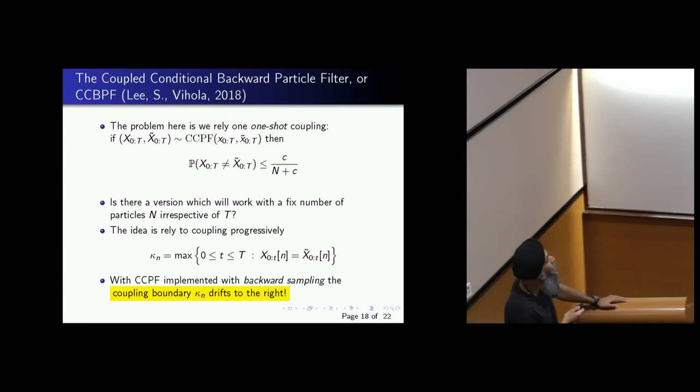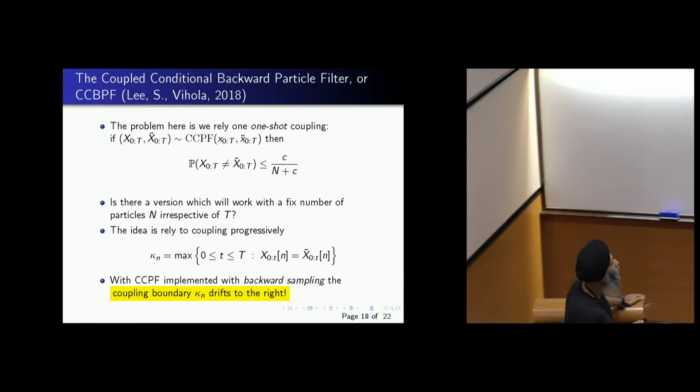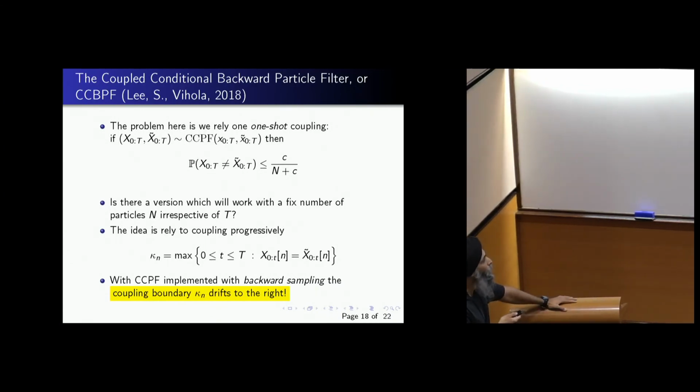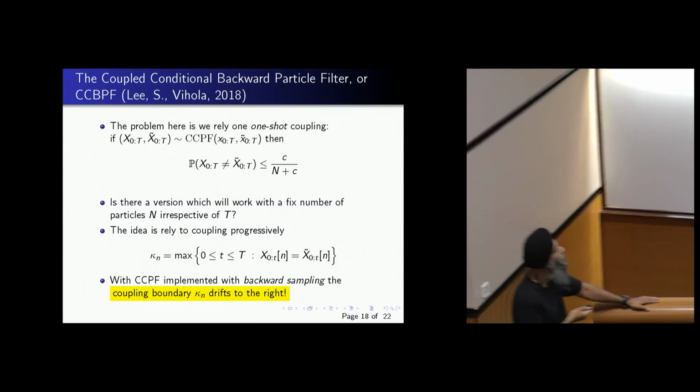So we are trying to couple 2 trajectories of the time series of length capital T. So why not keep track of how much of them have coupled? So we scan the 2 trajectories from time 0 to little t, and we increase little t from time 0 to capital T. Okay, and we check how much of that has coupled. Okay, and that we define to be the coupling boundary. We call it kappa n.